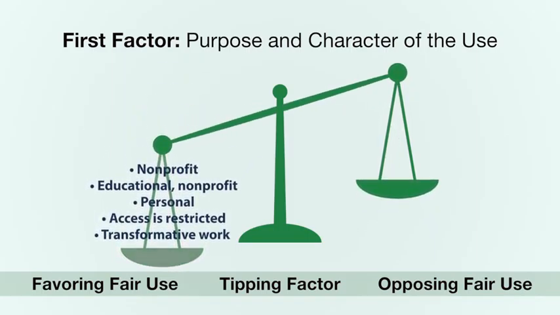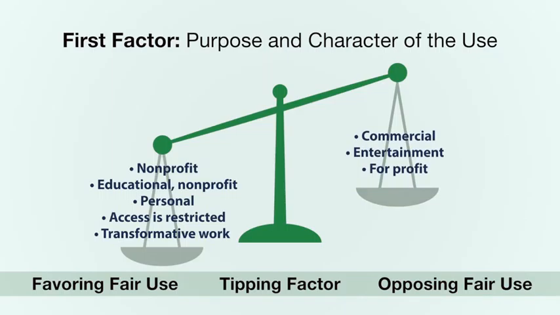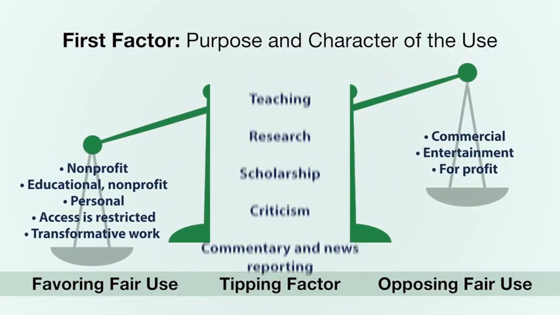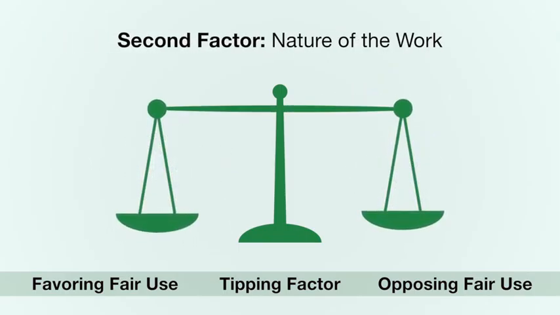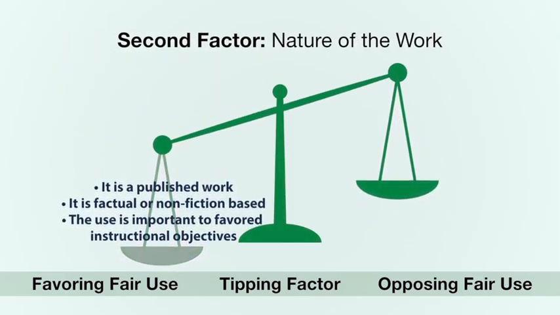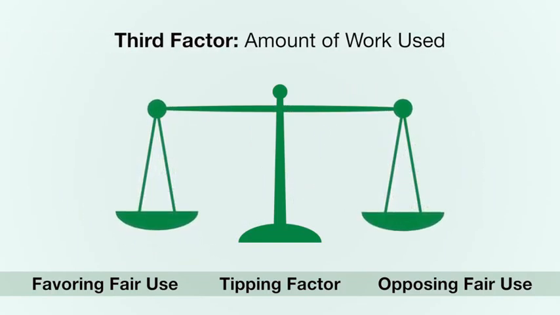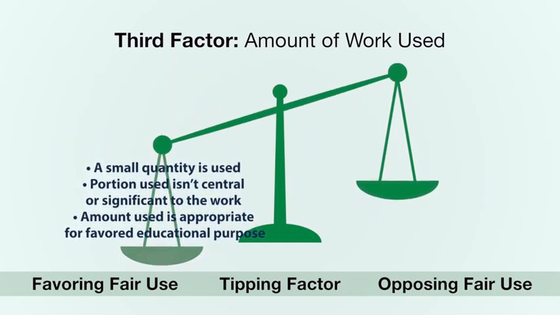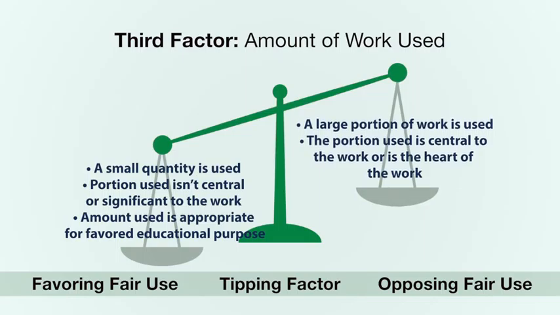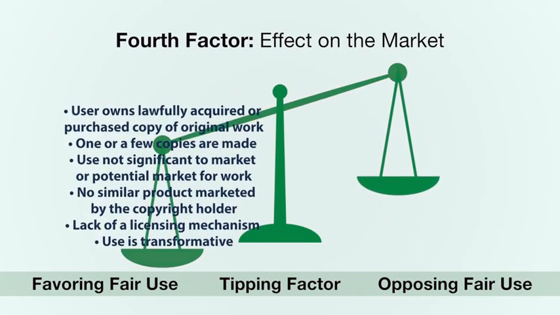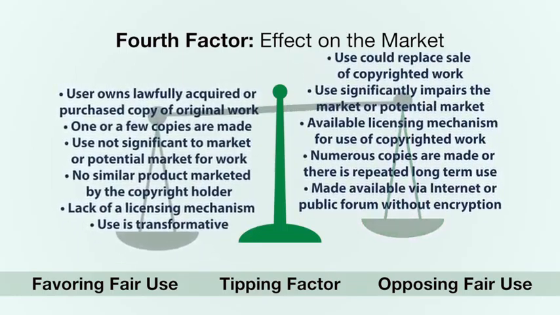Reasons in favor of fair use fall under the left column, while those that oppose it are identified in the right. The middle describes the tipping factor for using materials. And now the second factor, which describes the nature of the work. The third factor refers to the amount of work that is used. Finally, the fourth factor is the effect that use will have on the market.